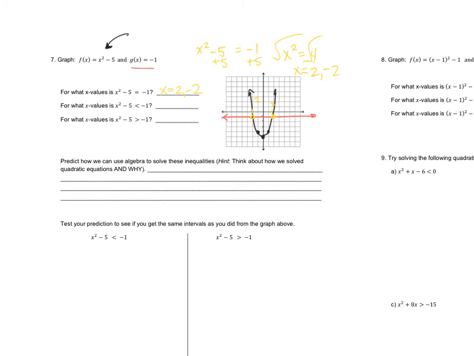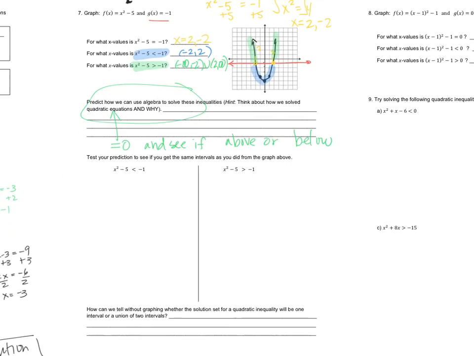And so again, it's asking us those same questions. When are we less than -1? That would be everything below. So everything between -2 and 2. And then it's asking, when are we above? And that's going to be the 2 intervals from -infinity to -2, union 2 to infinity. So if we're going to predict how we can use algebra, basically we need to set our quadratic equation equal to 0 and see if we are above or below.